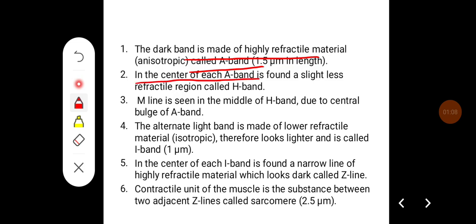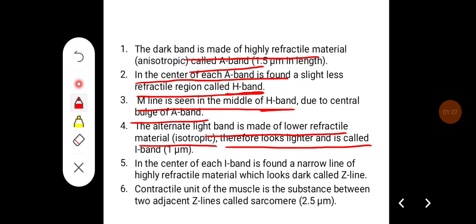In the center of each A band is found a slightly less refractile region called the H band. The M line is seen in the middle of the H band due to the central bulge of the A band. The alternate light band is made up of lower refractile material, therefore it looks lighter and is called the I band, that is the isotropic band, which has a length of 1 micrometer.